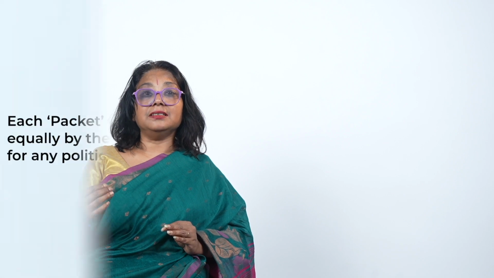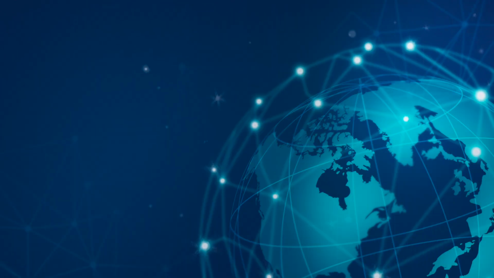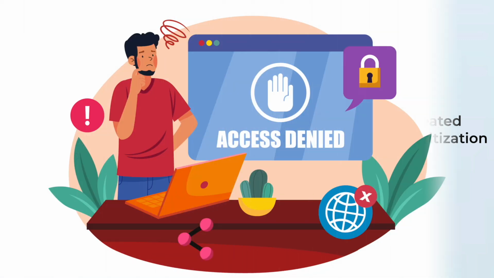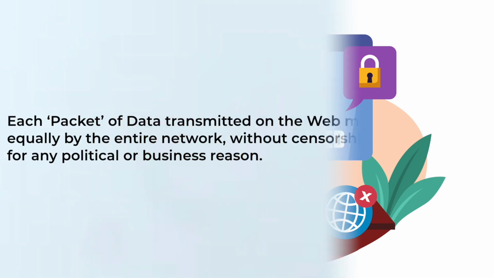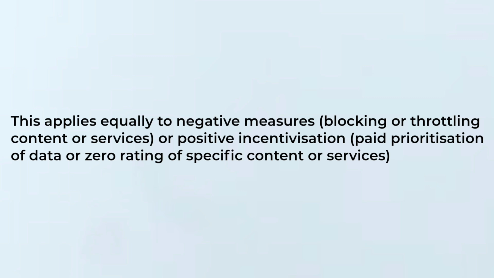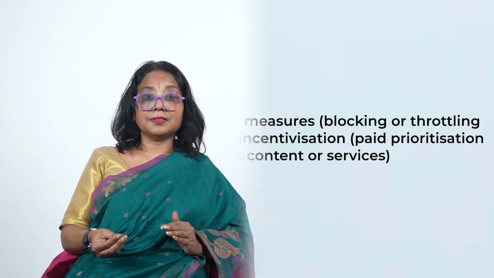Each packet of data transmitted on the web must be treated equally by the entire network without censorship or prioritization for any political or business reason. This applies equally to negative measures, that is, blocking or throttling content or services, or positive incentivization, for example, paid prioritization of data or zero rating of specific content or services."